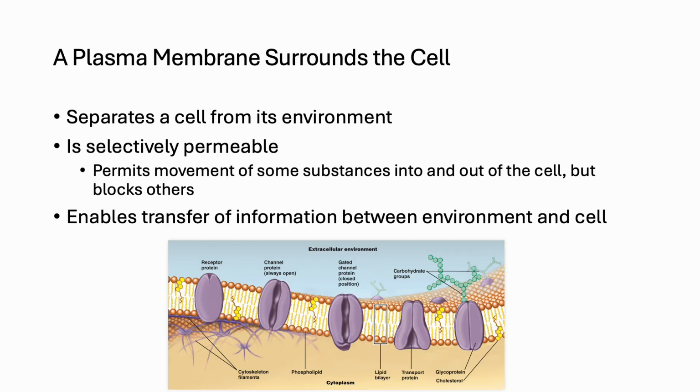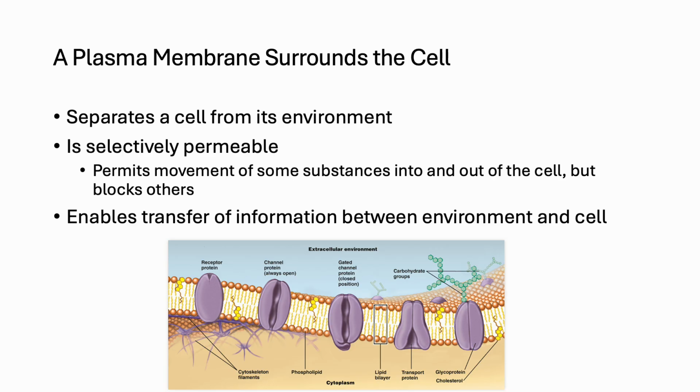The plasma membrane is a thin boundary that surrounds every cell, separating the internal environment from the outside world. It is selectively permeable, meaning it allows some substances to cross while blocking others, thus maintaining homeostasis. This selective transport ensures that essential nutrients like glucose and amino acids enter while wastes are removed. The membrane also enables cells to sense and respond to their environment through receptors that receive chemical signals. In this way, the plasma membrane is not just a barrier but also a communication interface.